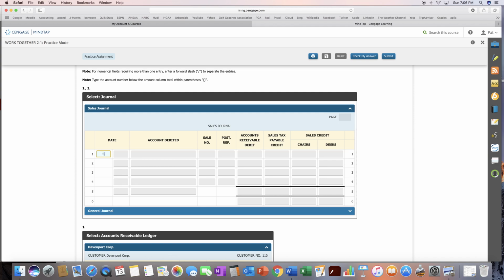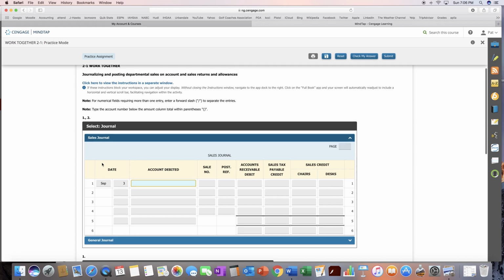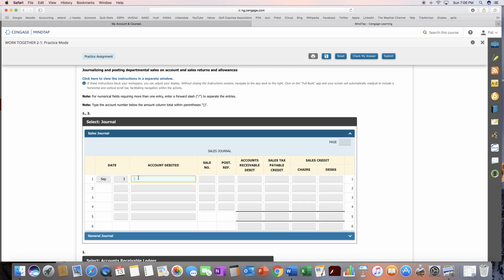All right, so the month is September. The date for the first one is the 3rd, and it said sold a desk on account to LKL Products for $1,415 plus sales tax. So if you're doing those directions like I am, we have LKL, usually it pops up. Okay, LKL Products Company. And it tells us this is sales number 422.